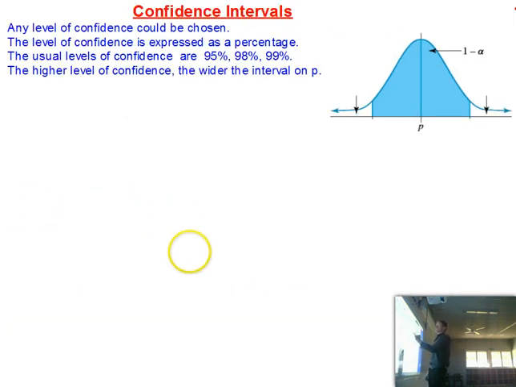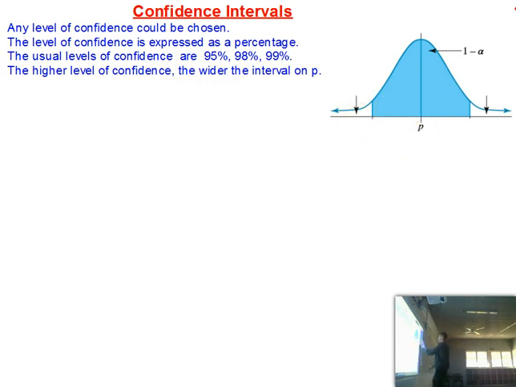So let's think about the amounts of confidence we're going to speak of. Now, any level of confidence can be chosen. A level of confidence is expressed as a percentage. So the usual confidence limits are 95% or 98%, or the best one, which many pharmaceutical companies demand, is 99% confidence in the statistics they're trying to report. The higher the level of confidence, the bigger the width of the interval on p becomes. It's going to have a greater range of numbers in between your confidence interval.